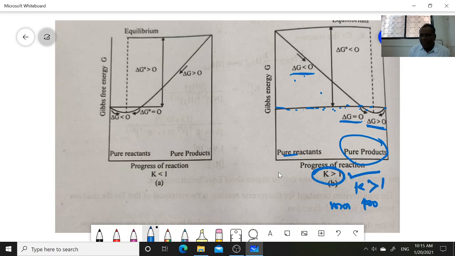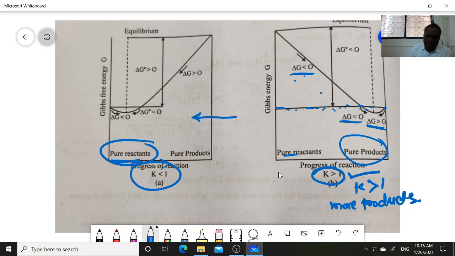More product molecules are favorable. In the other case, more reactant molecules are favorable, which means the reaction proceeds in the backward direction more and the forward direction less. How can it be written? If it is the forward direction and the backward direction less, an arrow is written.